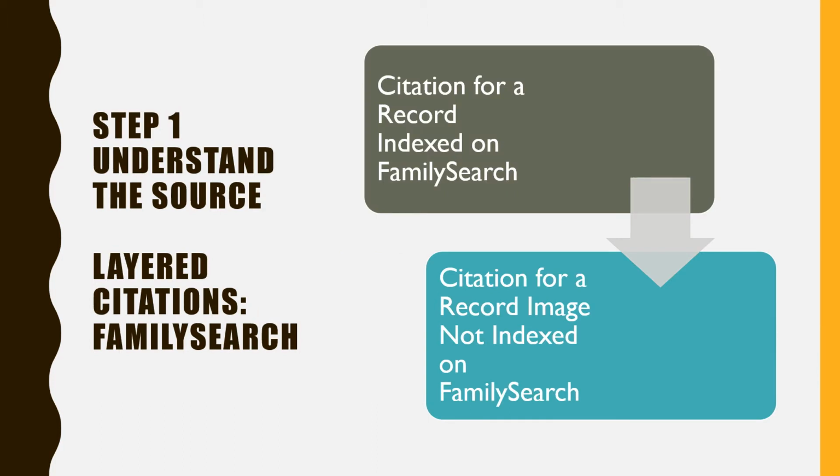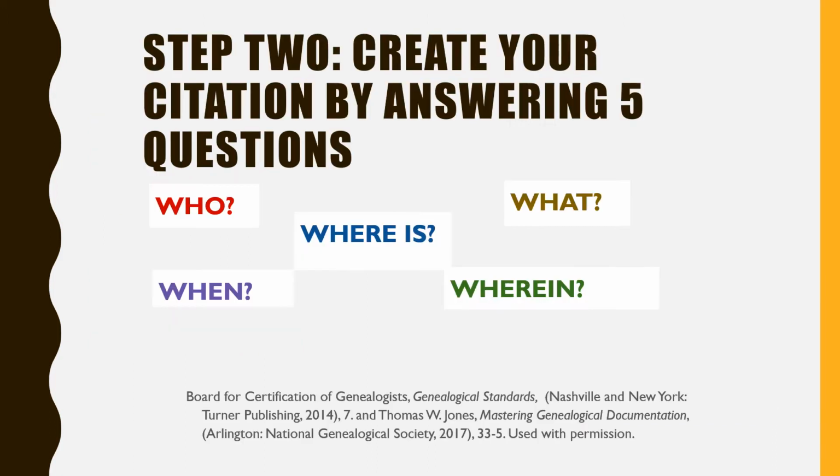So we have learned in parts 1 and 2 that step 1 for creating a good source citation is to understand the source. And we're talking layered citations, so we have to understand more than just one layer. We've got to understand a physical layer and a digital layer. The two examples we're going to look at in this video are for a record index on Family Search and a record image not indexed on Family Search. These are both scenarios that we run into when we are working with Family Search, and there are billions of wonderful records that are digitized and available for us to use for free.